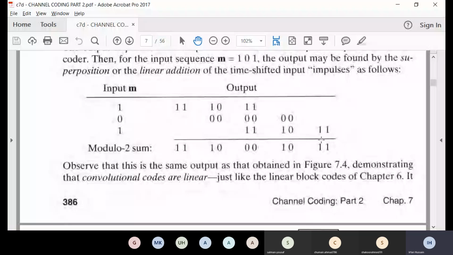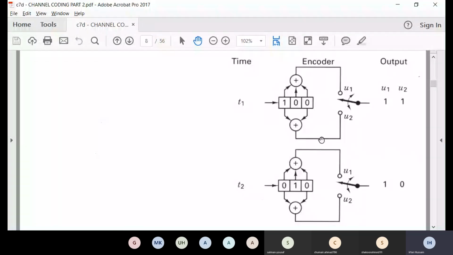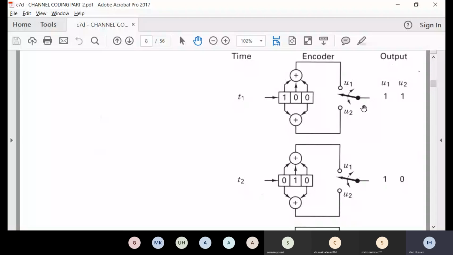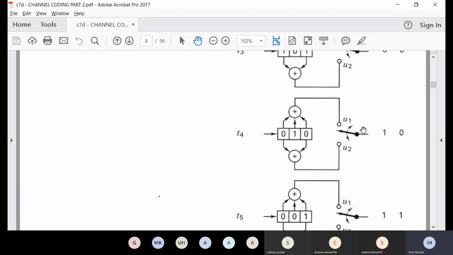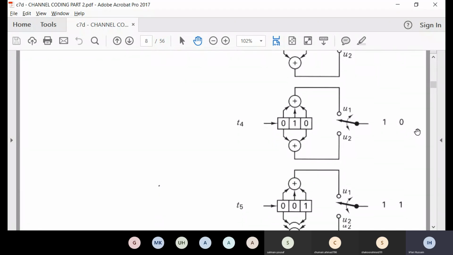And you can use the diagram also to find the output. You can see here we have done the first part. The other part you can also do by yourself. So for every entry 0, 1, 0, 0 plus 1 plus 0 is 1, and 0 plus 0 is 0. So the output will be 1, 0. First you will write the first function u1, then you will write the second function u2.